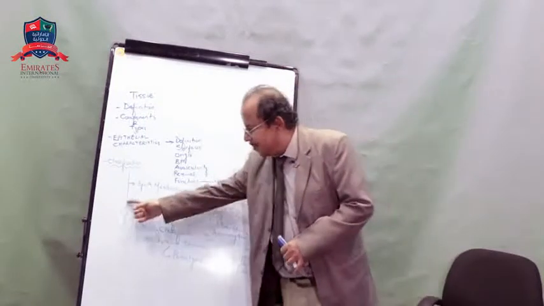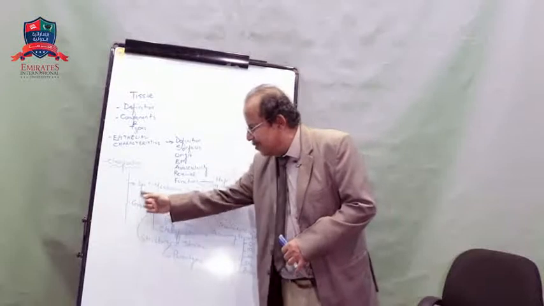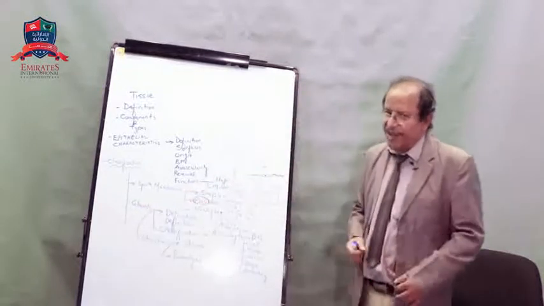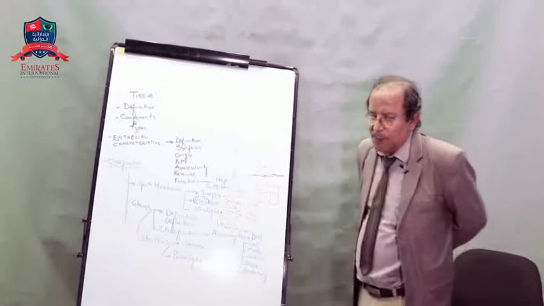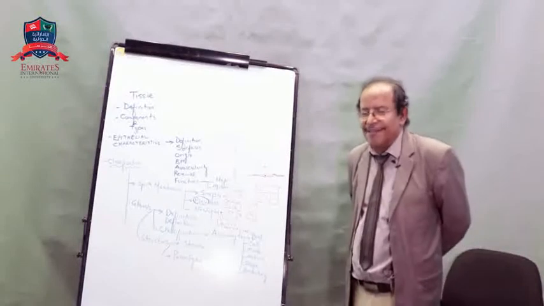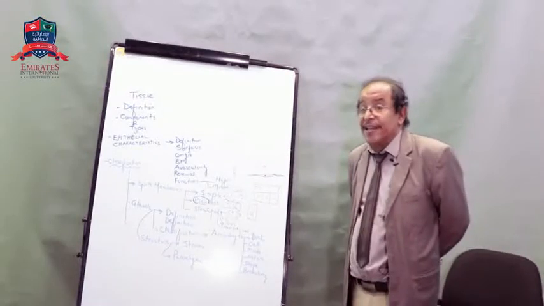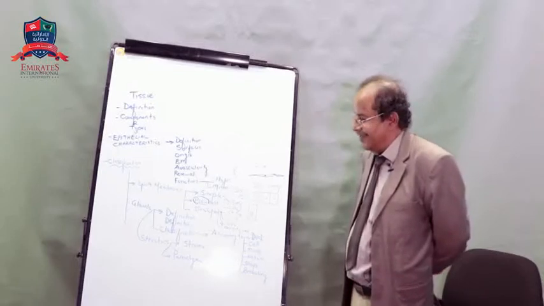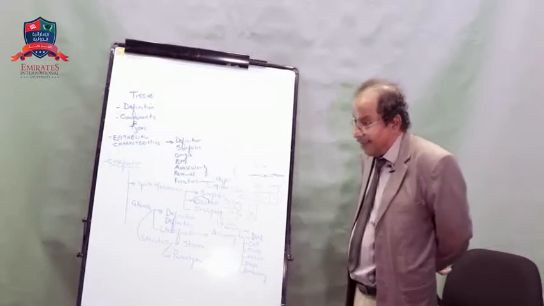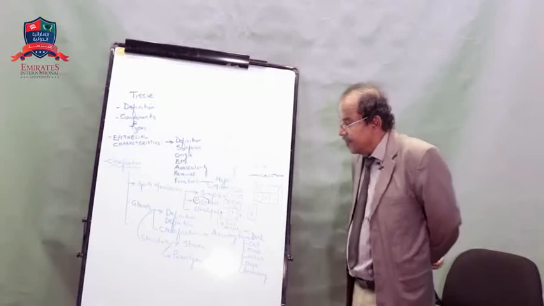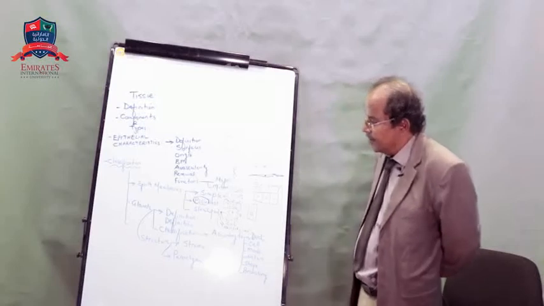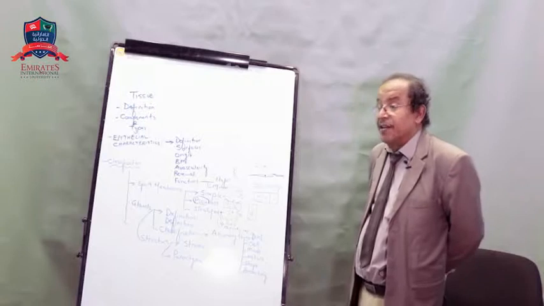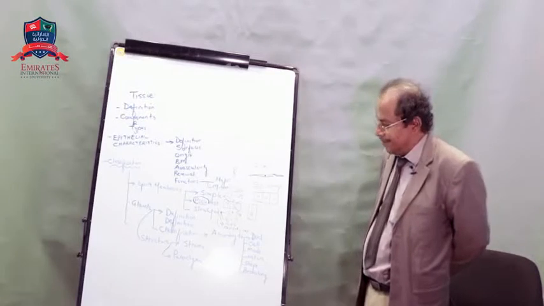You hear a lot about glands. What is a gland? What do you understand by glands? What is the definition of a gland? A gland is one or more cells specialized in secretion. Glands are extensions of surface epithelium.